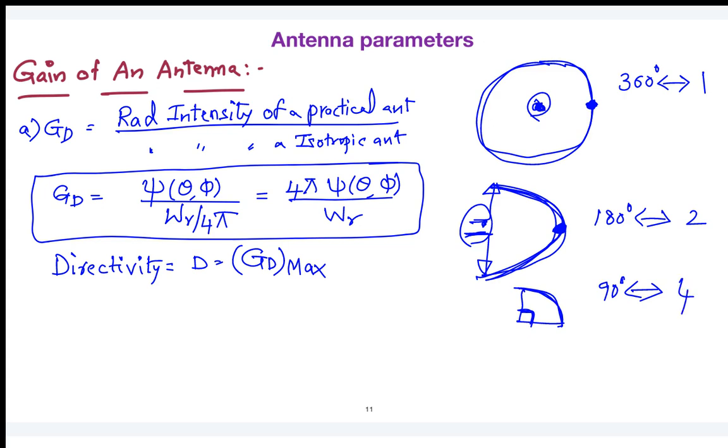So what basically happens here is, if you are decreasing the beamwidth, the gain is multiplied. Basically, it means if you give the same power to this, it can be efficient by 4 times compared to your isotropic radiator. 10 watts input.